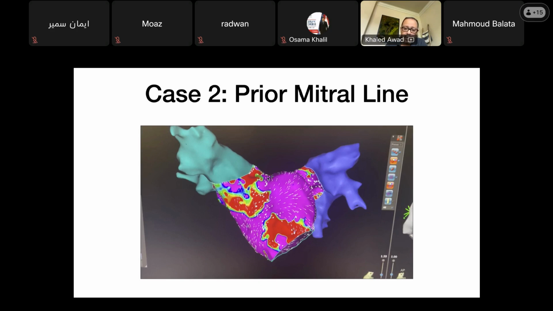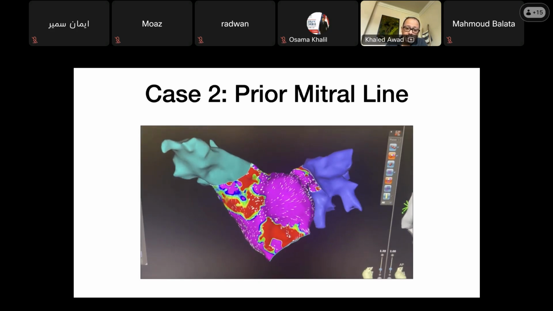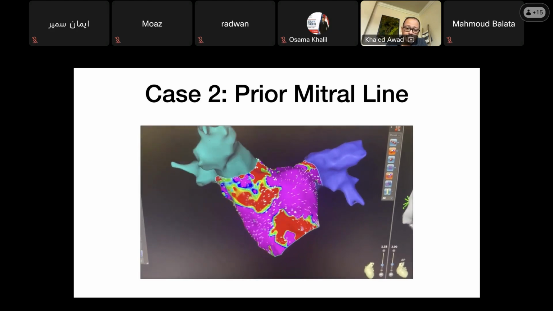If you're going to make lines in the atrium, you have to prove block, and block is bidirectional. You pace on both sides of the line, and you look at the activation on the other side. And you want to scan the line, make sure there is not slow conduction on the other side of it. If you don't have the time or aren't willing to do that, don't draw lines in the atrium and give people problems they don't have.